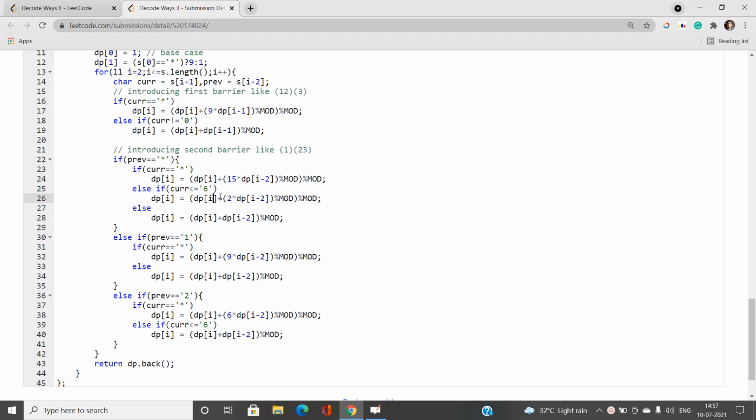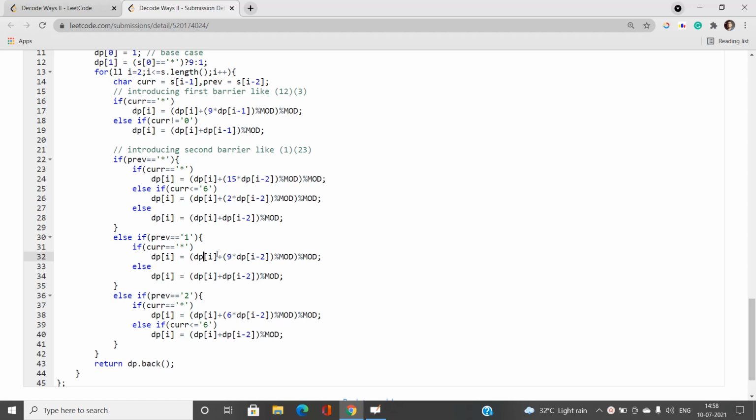Now what about if previous is 1? So if previous is 1, I need to check out my current character. If current character is a star, there are 9 ways, from 11, 12, 13, 14, and it goes up to 19. Okay, and what about if it is not a star? So you need to go with the previous value, dp[i-2].